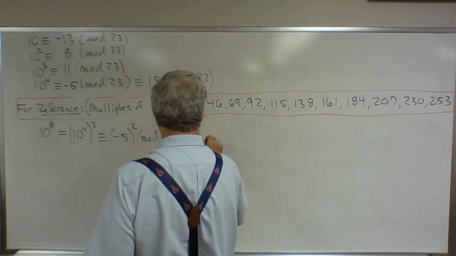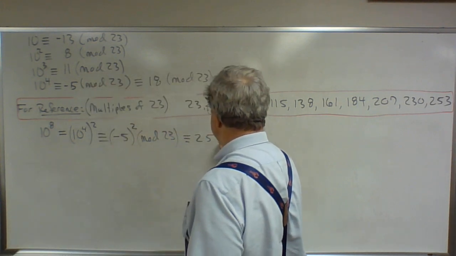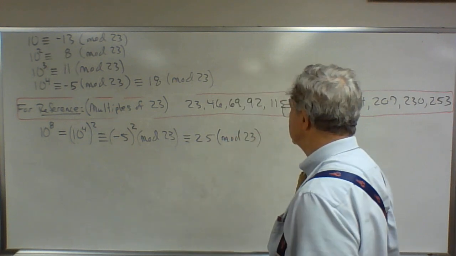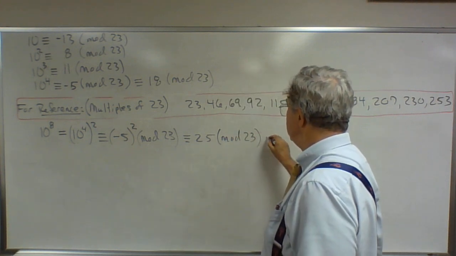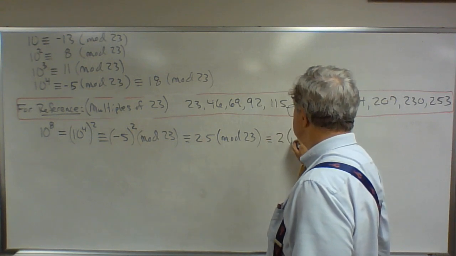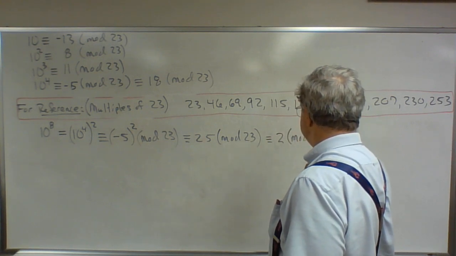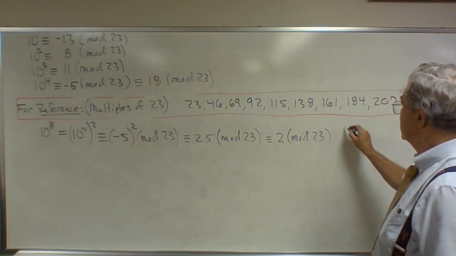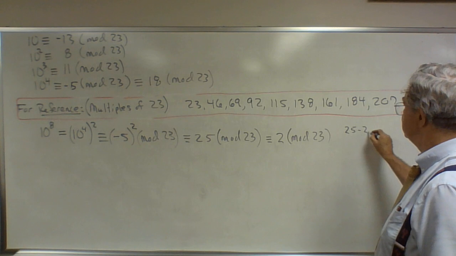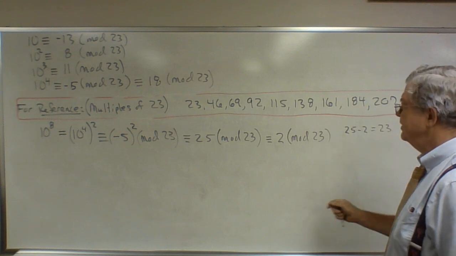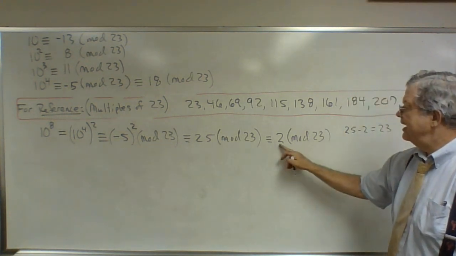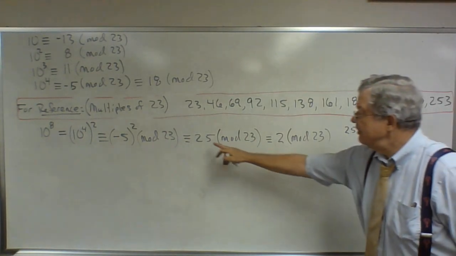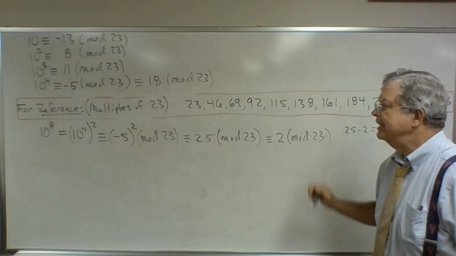And that's 25 mod 23. And that's congruent to 2 mod 23. Now, why do I say that? 25 minus 2 is equal to 23. The difference of 25 and 2 is a whole number multiple of 23, so they're congruent mod 23.